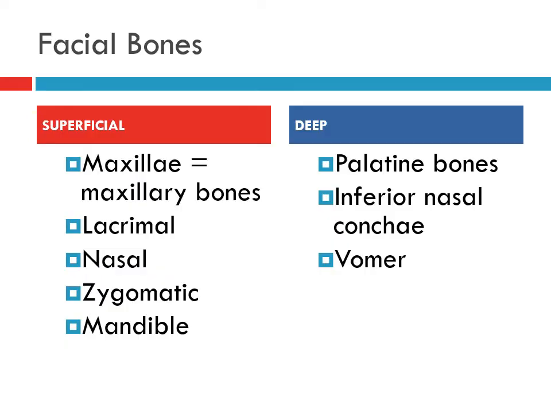All right, so facial bones. Our superficial facial bones are the maxilla, the lacrimal bones, the nasal bones, the zygomatic bones, and the mandible. And the deep bones are the palatine bones, inferior nasal conch, and the vomer. So more of the facial bones are superficial; 3 of them are deep.